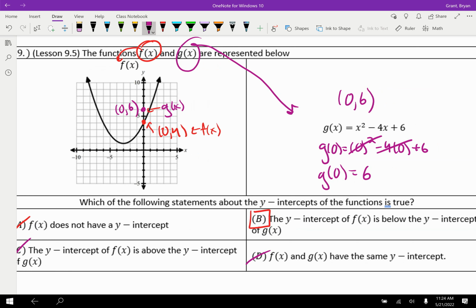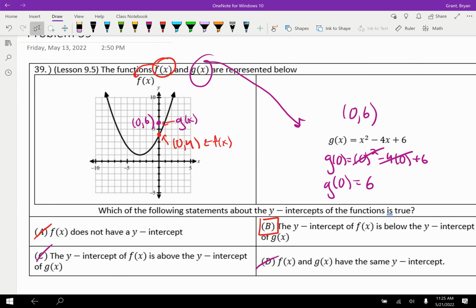So whenever they ask you about these comparison questions, make sure you find the required information about both functions. If they'd asked us about the x-intercepts, you would have had to do a little bit more work, maybe factoring, maybe the quadratic formula. And if they ask you about the vertex, same idea. We might want to do negative b over 2a for the equation. That's all there really is to it, though. We found the y-intercepts and compared them.